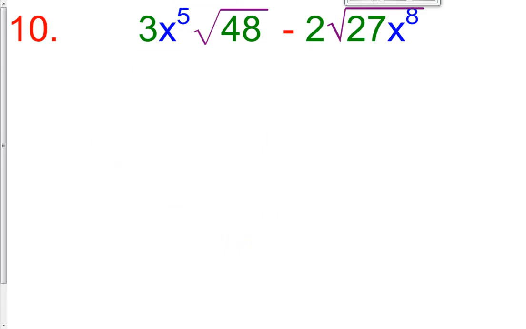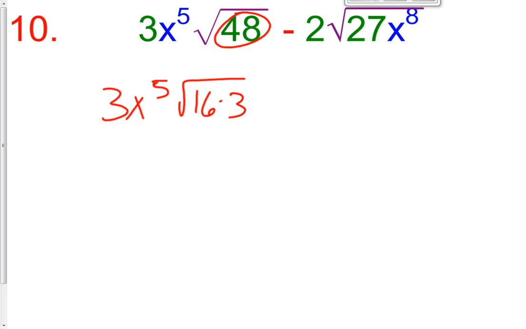Problem number 10. I have a 48 underneath this radical, so I want to break that down. I'm subtracting a radical of 27x to the 8th, so right now I can't combine like terms, but I try to get my radicals the same. So I still have 3x to the 5th square root of 16 multiplied by 3. That's the same thing as 48. Minus 2 times the square root of 9 times 3, x to the 4th.